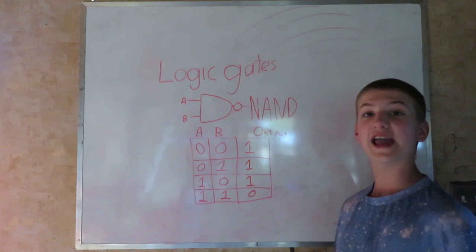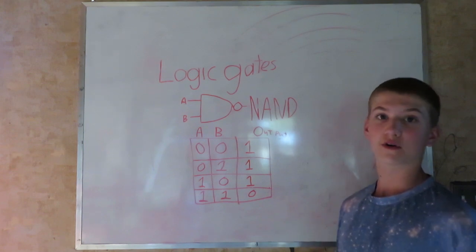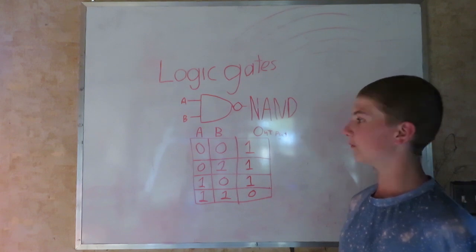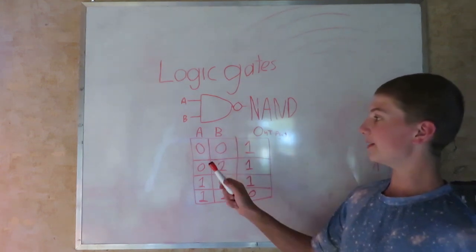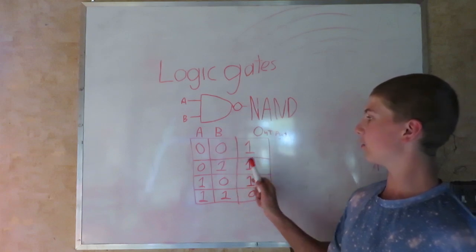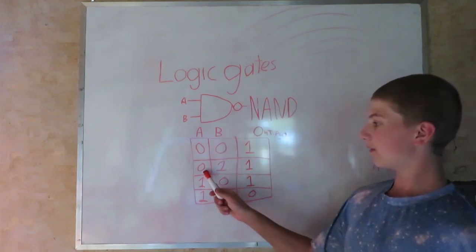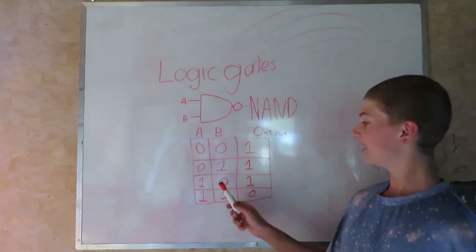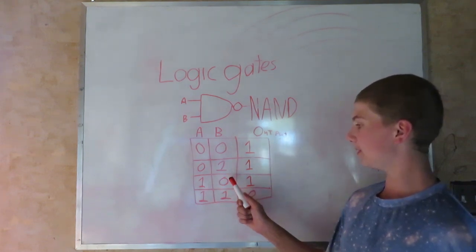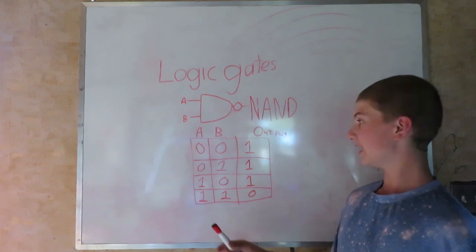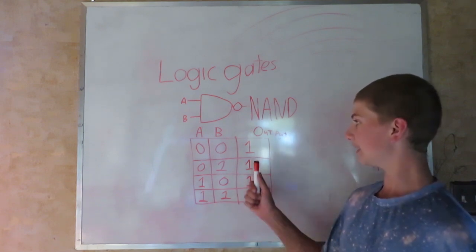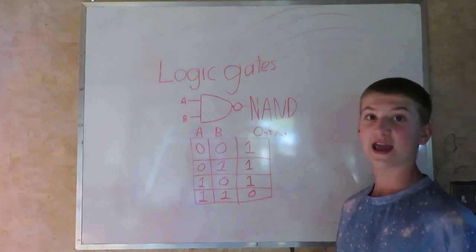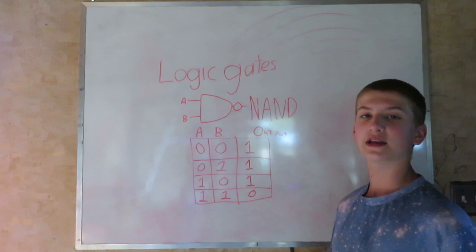Next gate we're going to talk about is the NAND gate. So what it is, it's an AND gate, only basically inverted. So a NOT and AND gate combined. So we'll go through. If input A is 0, input B is 0, the output will be 1. If input A is 0, input B is 1, the output will be 1. If input A is 1, input B is 0, the output will be 1. If input A is 1, input B is 1, the output will be 0. So basically, just an AND and a NOT gate combined to make a NAND gate.